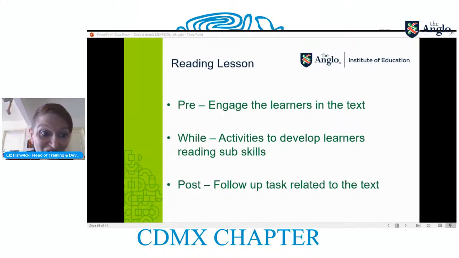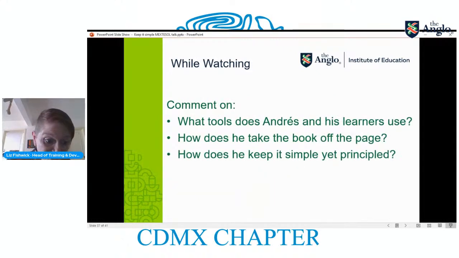Okay then, and this is what you need to do, you're going to watch Andres again. Let me know if you can hear it or not, and then I'll just commentate. I'll be the commentator for you. I want you to think about what tools Andres and his learners use. How does this take the book off the page? And how does he keep it simple and also principled? So he's really developing learners' reading sub-skills.